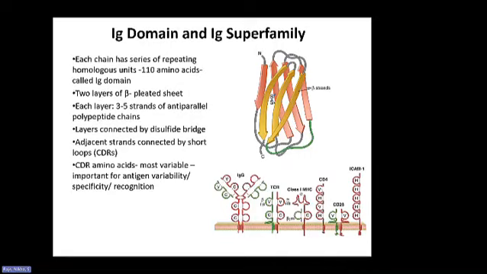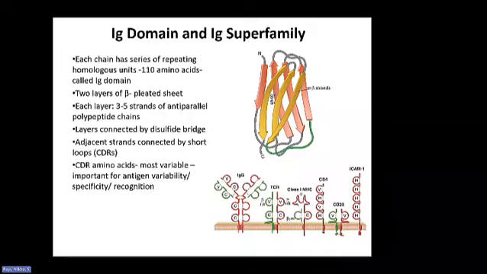So let's look at the structure more in depth. Antibodies have a structure called the immunoglobulin domain. Each chain has a series of these repeating immunoglobulin domains, which are made up of 110 amino acids. Each immunoglobulin domain has two layers of beta-pleated sheets, with 3 to 5 strands of antiparallel polypeptide chains. So they run in the antiparallel direction, and these layers are bound to each other by disulfide bridges.